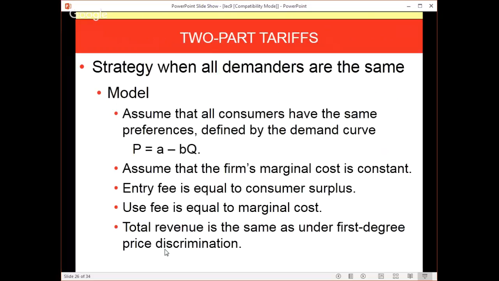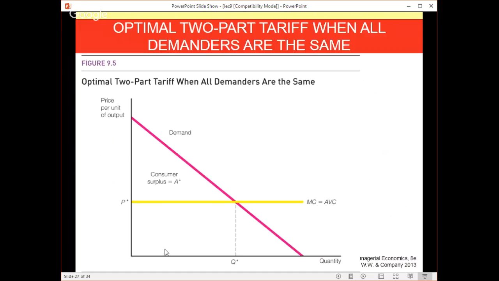And we do this because I assume I can figure out what the consumer's reservation price is. In other words, what his consumer surplus is. So in this case, I charge him a fee equal to A, which is consumer surplus, and then I charge a price equal to marginal cost. So I charge him A, and then that gets him in the door, and then he has to pay a per use fee, right, equal to marginal cost.